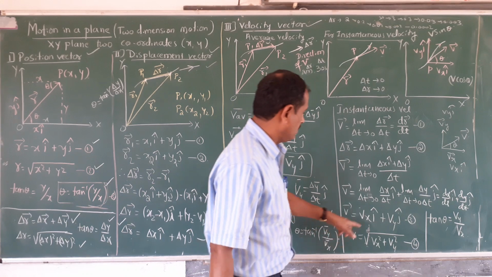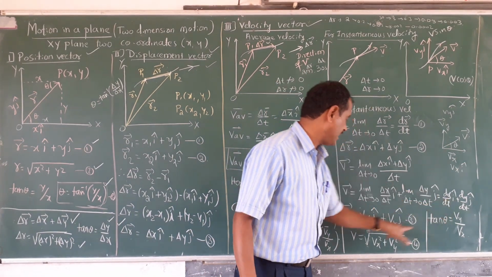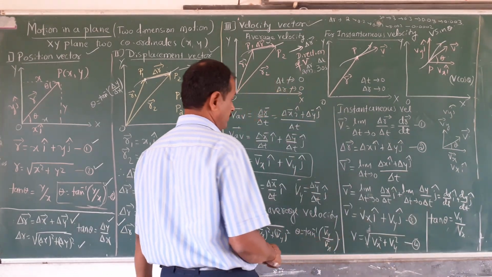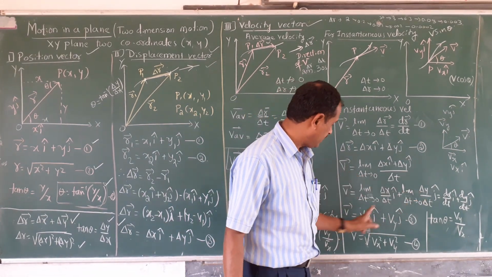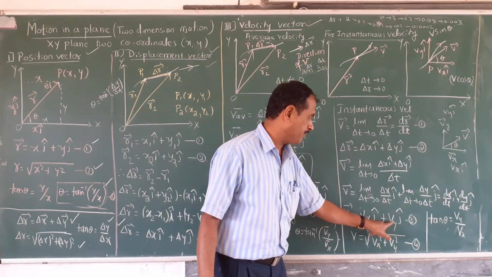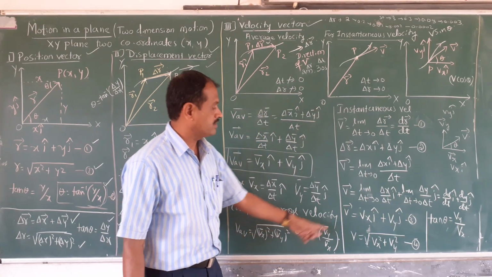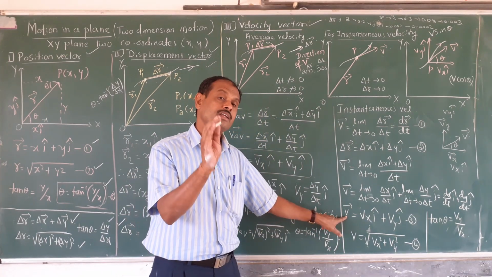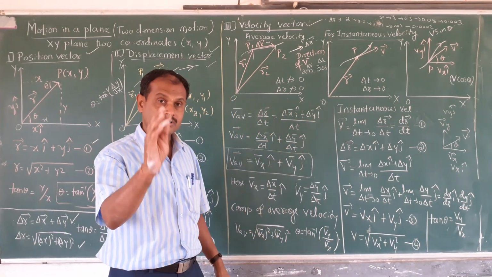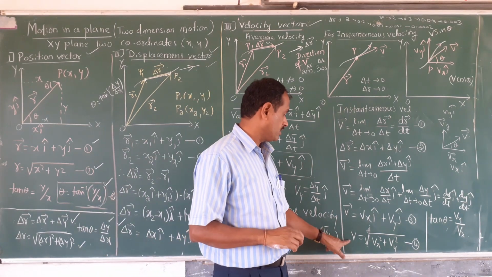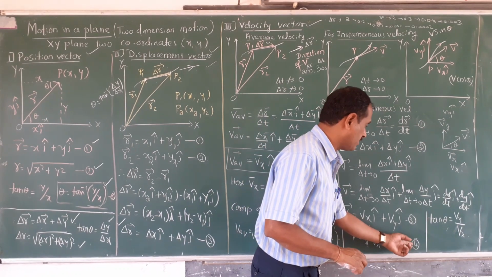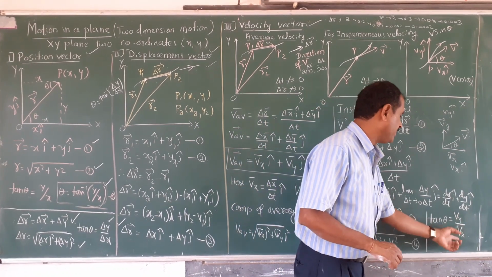Now here dx by dt i cap means vx i cap. Clear, we did that. That is v is equal to vx i cap plus vy j cap. This is the expression for the instantaneous velocity. This is instantaneous velocity along x-axis. This is instantaneous velocity along y-axis. Now its magnitude is v is equal to under root of vx square plus vy square, equation number 4. And direction is vy by vx.